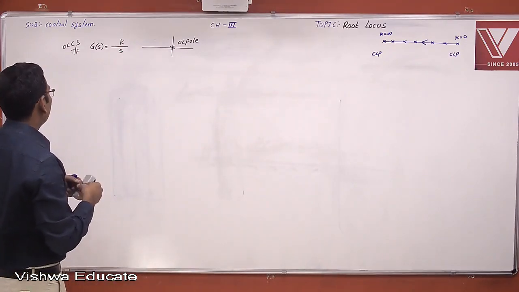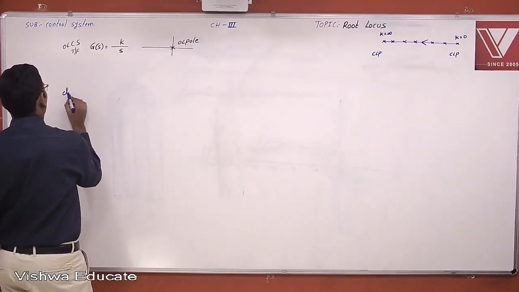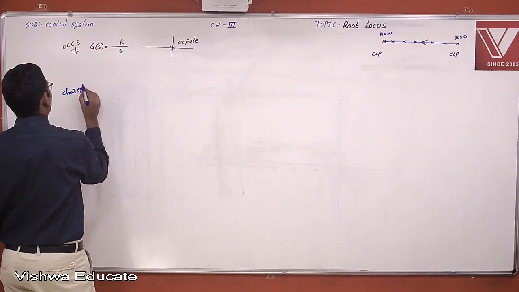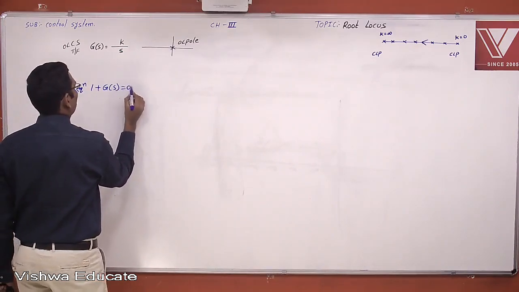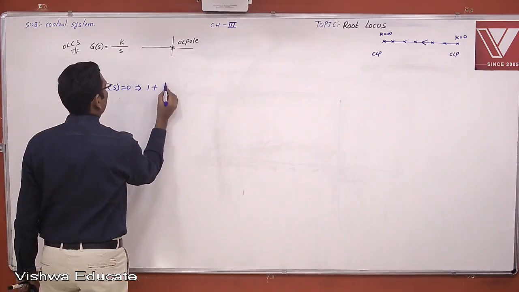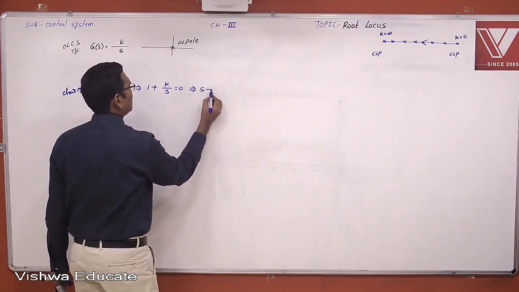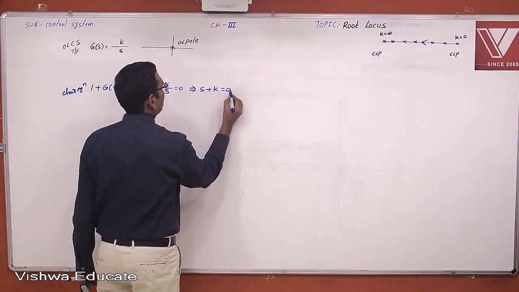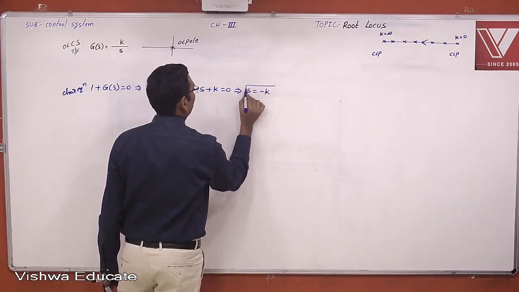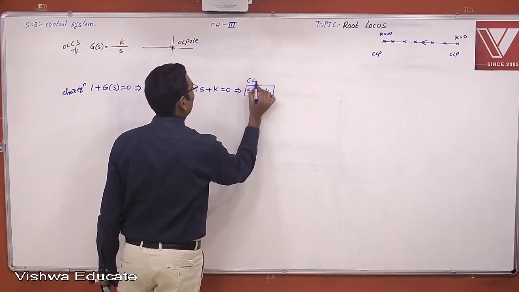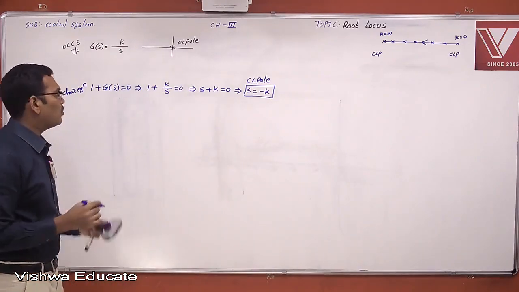Now see here, the characteristic equation: 1 plus G of s equal to 0. Therefore 1 plus k by s is equal to 0, so s plus k equal to 0, s equal to minus k. Now this is the closed loop pole, which is a function of system gain k.